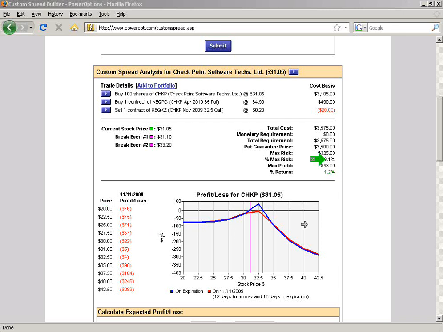But that 9.1% risk actually happens on the upside. So if the stock takes off, we enter the position, we're bullish on the stock. If we sell a call below the put strike price and the stock starts to move up drastically, what's going to end up happening is we're going to have a loss on the upside.